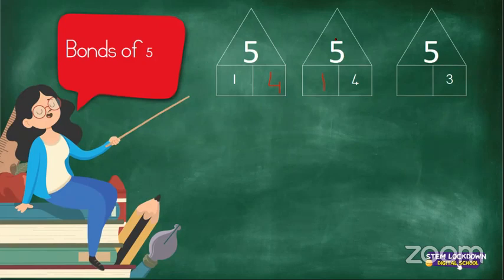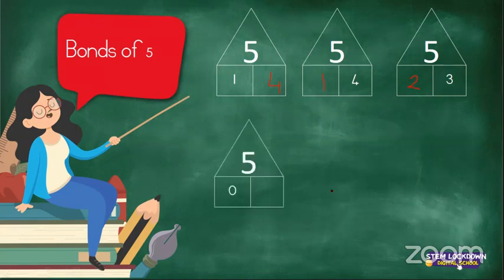Liam, can you hear me? Yes. Good. What number are we going to put in this empty block, boy? 2. Good. Why do you say 2, boy? Because it equals 5. Good. 2 and 3 equals 5. Wow. Well done, Liam. Good. Right. Let's look at the next house.